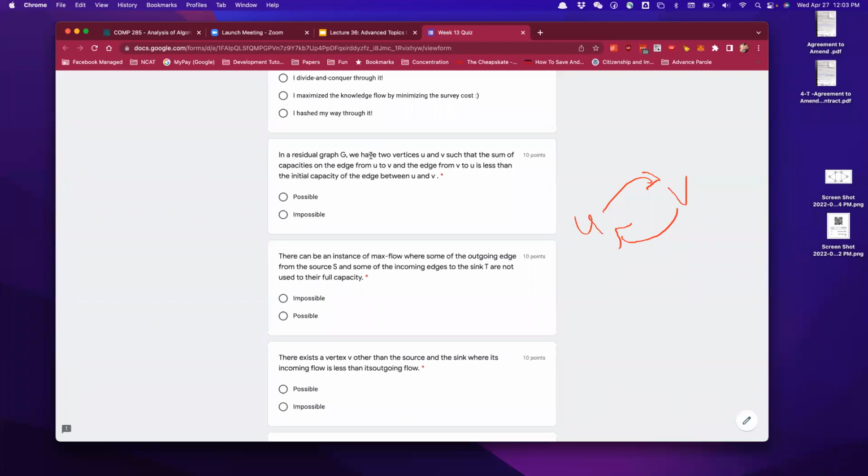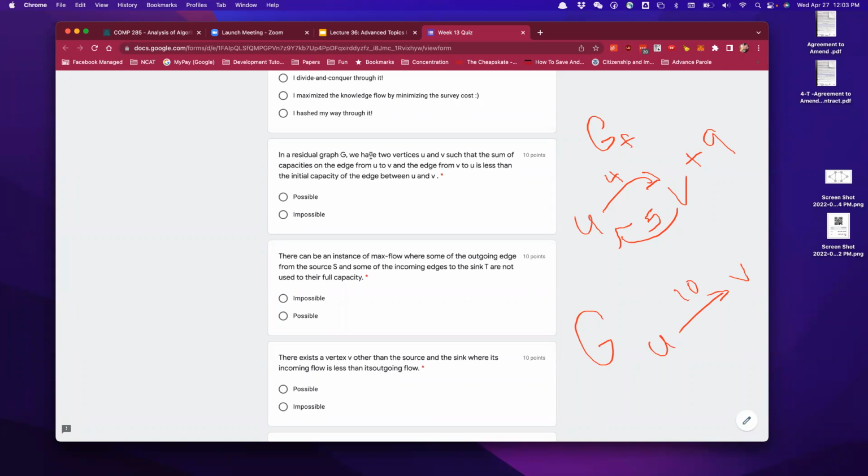So this is the residual graph, G_f. Our original graph, G, had some edge from U to V with some capacity, let's say 10. And what we're asking is, well, we have a residual graph where the forward edge has, let's say, 4, and the backwards edge has, let's say, 5. So 4 plus 5 adds up to 9. So the question is, is that possible with our max flow algorithm?